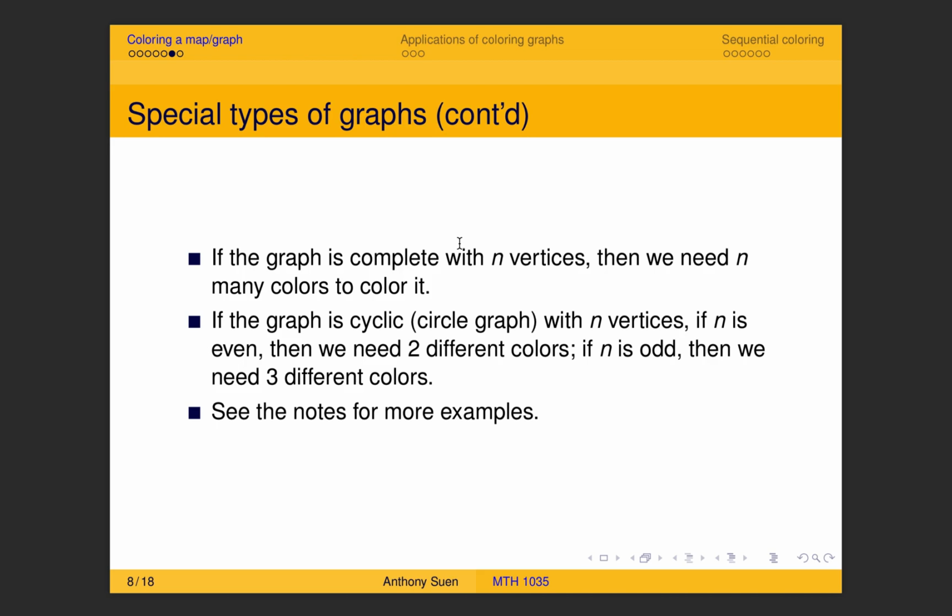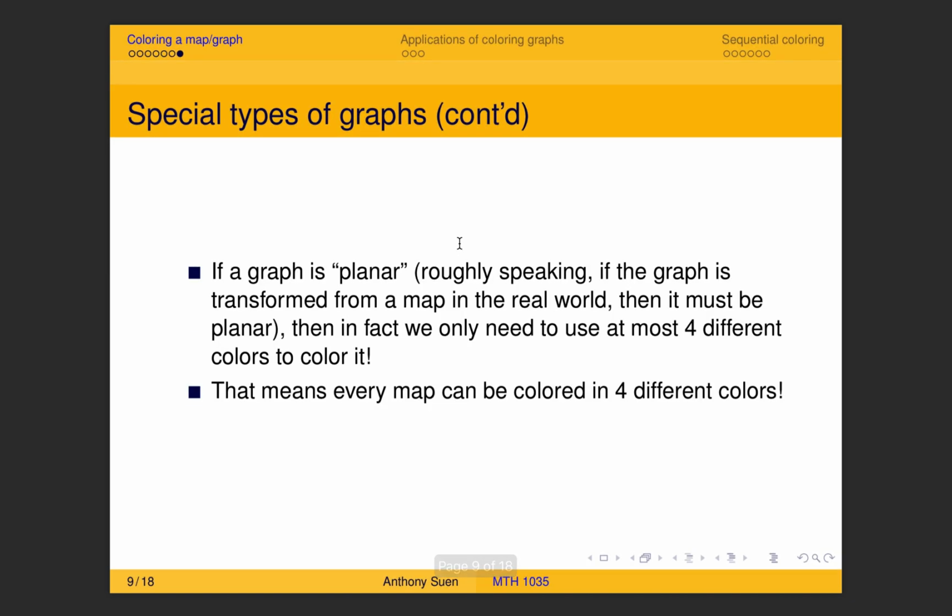So try to think about the problem, and see if you understand why we have these 2 different situations. It's not that difficult, I would say. So those are 2 special cases.